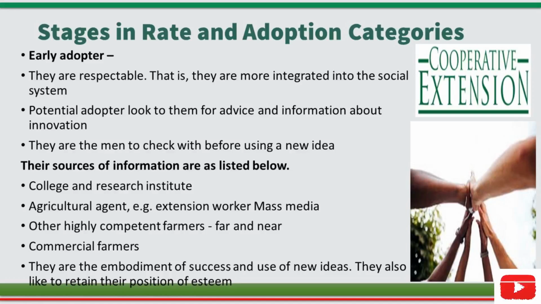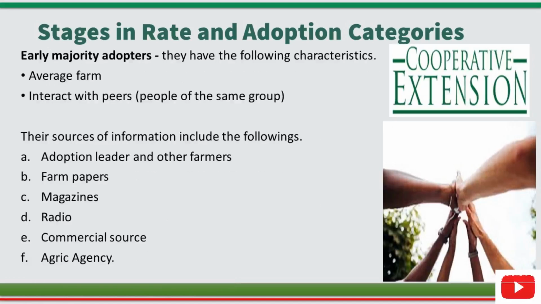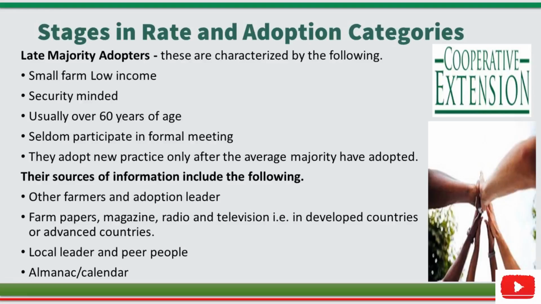Okay. Now, who are the early majority adopters? They have the following characteristics. They have an average farm and interact with their peers. They are people of the same group. Their source of information is those farmers that have adopted the program before, that is, adoption leaders, those that have done it before. Then farm papers where information is published, magazines, radio, commercial sources, agric agencies, and so on. These are early majority adopters.